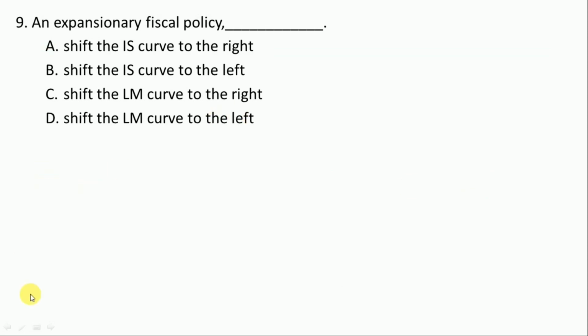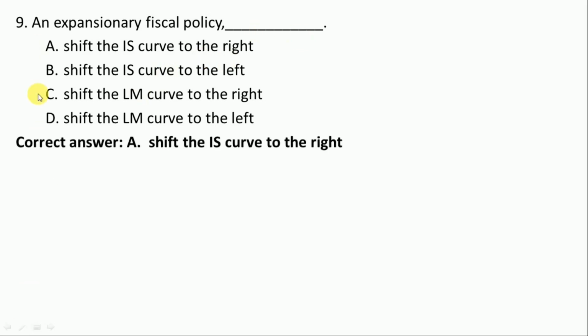The ninth question is about an expansionary fiscal policy dash dash, and the correct answer is shift the IS curve to the right side. Yes, as the government implements expansionary fiscal policy in which the government increases the public expenditure and decreases the taxation. As a result of that, the investment, production, employment level will increase into the economy, aggregate demand will increase, and as a result of that, the IS curve will shift to the right side.